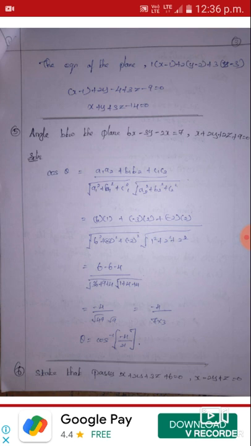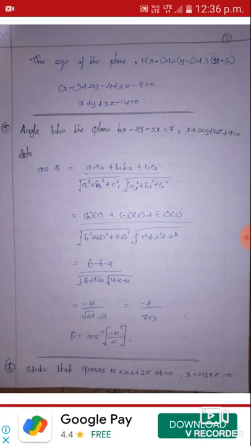We have to substitute for A1 and A2, that is 6 into 1 minus 3 into 2 plus minus 2 into 2, then root of 6 square plus 3 square plus minus 2 square, and root of 1 square plus 2 square plus 2 square. After simplifying, we get theta equal to cos inverse of minus 4 by 21.